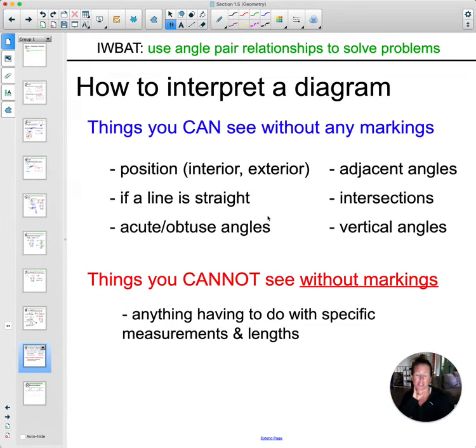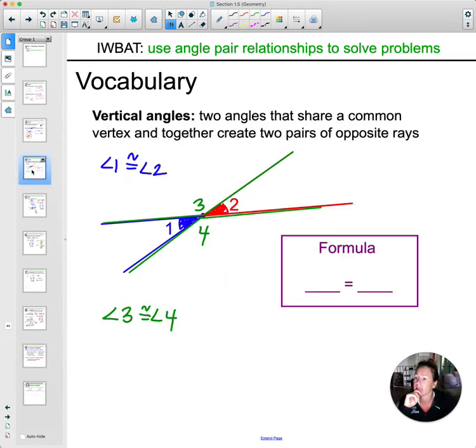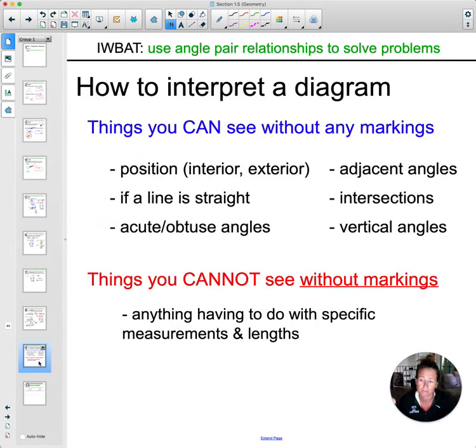You can tell adjacent angles, so you can tell when angles are touching. You can see where things are intersecting, so if lines are crossing, you can see where they cross. And you can see vertical angles because you can see straight lines. So like we did in this example, we know that these are straight lines, so we know that those were vertical angles.